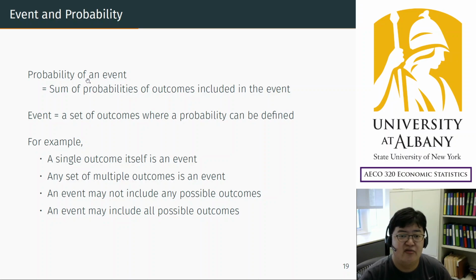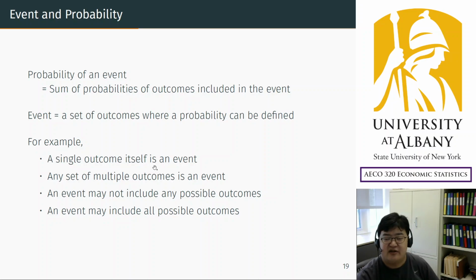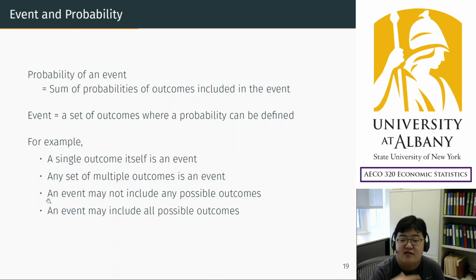So for example, the difference between event and outcome is that a single outcome is an event. You can define an event as one outcome. So one outcome makes one event. Like we can define the probability of 1 or the probability of 6. And as you see, any set of multiple outcomes can be an event, right? And an event may not include any possible outcomes. This is also possible.